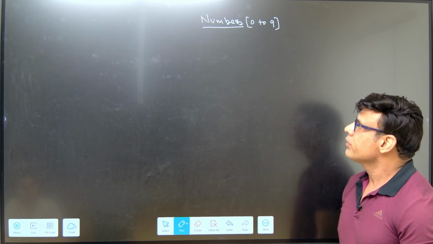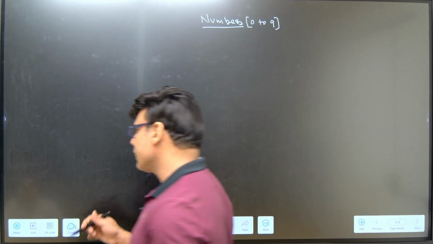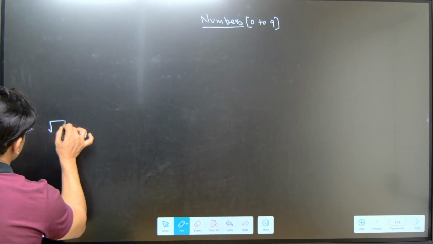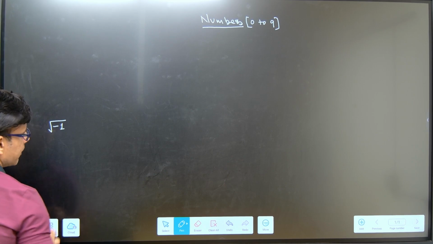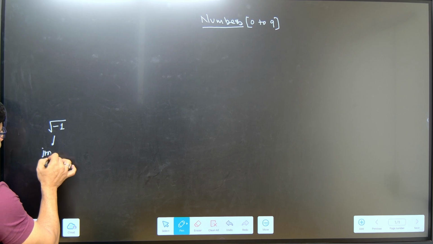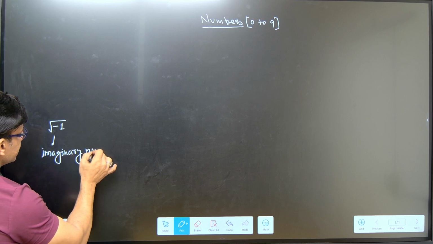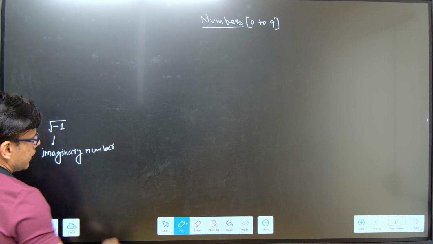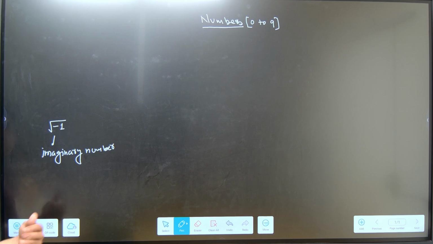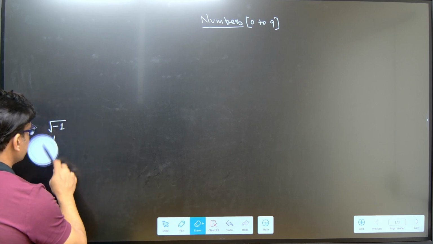Now, numbers. When I say 1, 2, 3, 4, 5, or even if I write the square root of -1, this is also a number. So what type of number is this? This is basically called an imaginary number, which is not part of our course. This is there in 11th standard and higher mathematics.